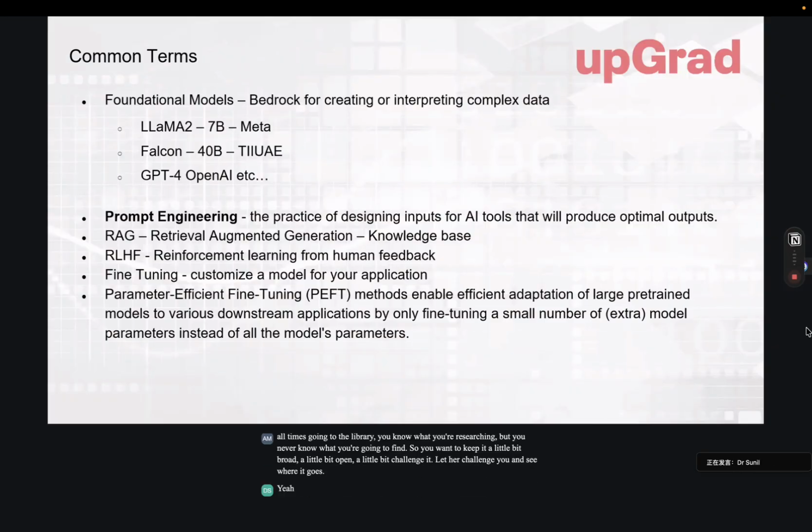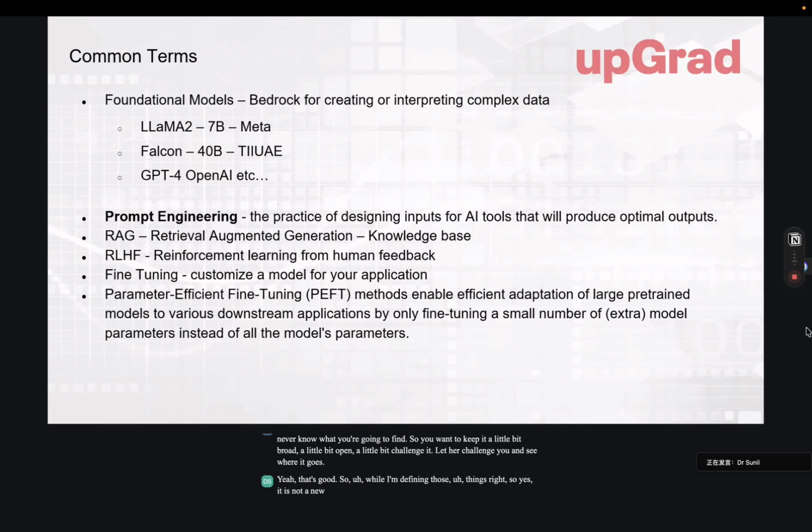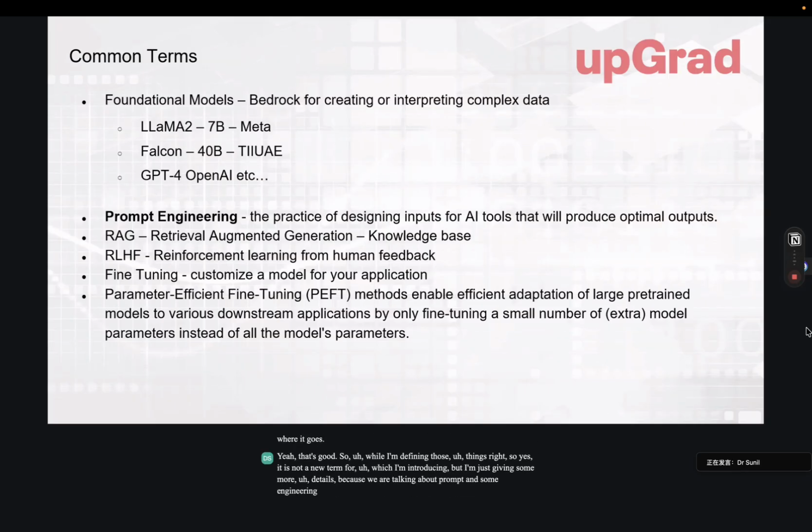Yeah, that's good. So, while I'm defining those things, it is not a new term which I'm introducing, but I'm just giving some more details because we are talking about prompt engineering, some temperature, top-k, so some of the terms as well. But slowly, let's go into the details. A prompt is a natural language text describing the task that an AI should perform. So we are not talking to a human who has common sense knowledge. You should be able to tell.